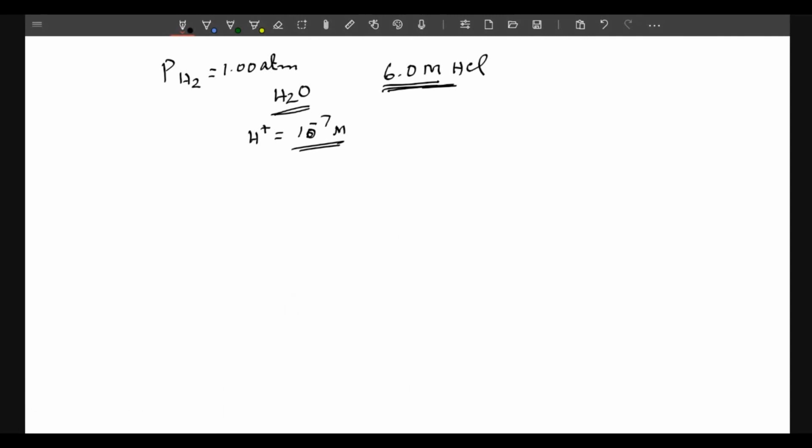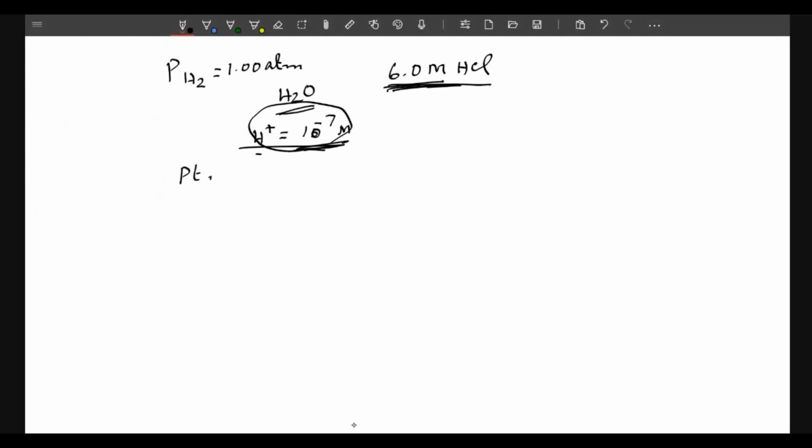Which would act as the anode, and which as the cathode? In an electrolyte concentration cell, the electrolyte having lower concentration acts as the anode, and the one with higher concentration acts as the cathode. Therefore, the electrode dipped in HCl is the cathode, and the electrode dipped in pure water is the anode.